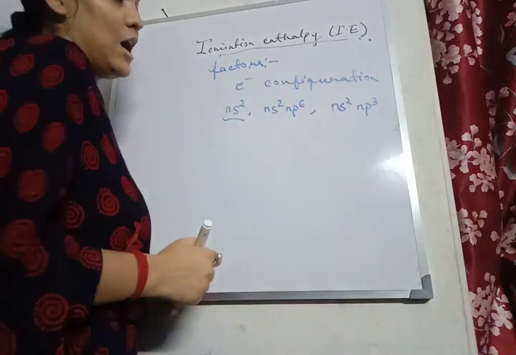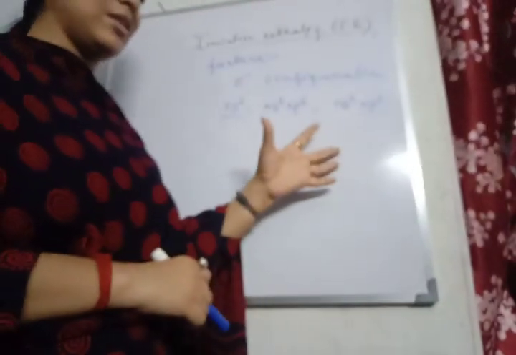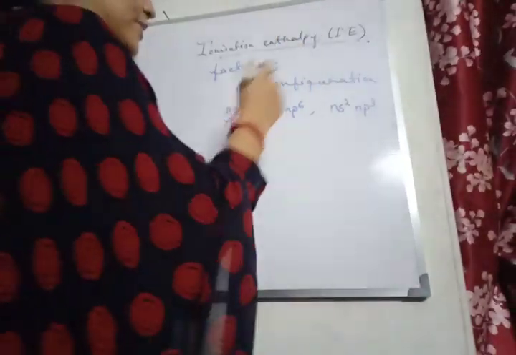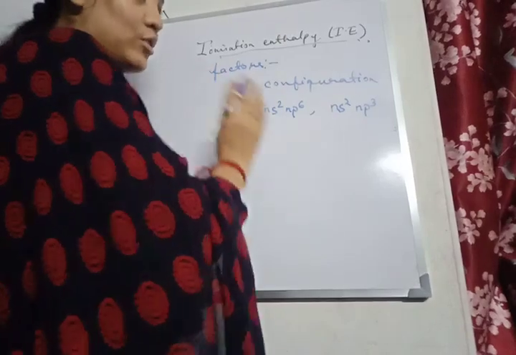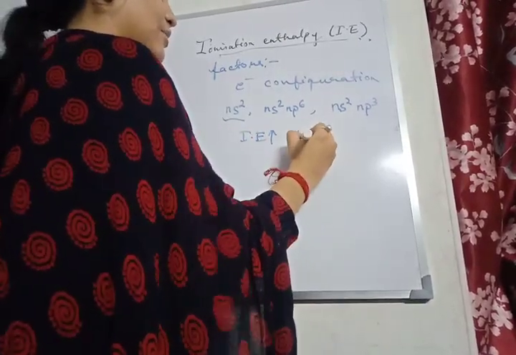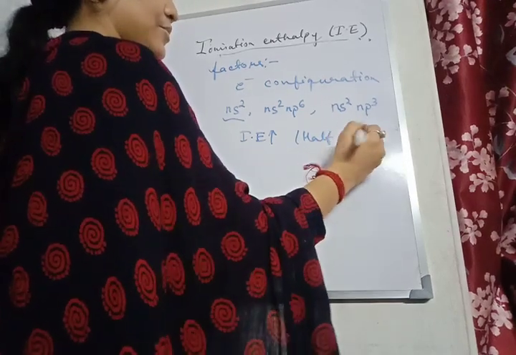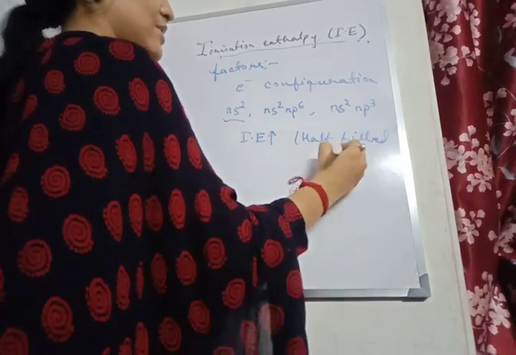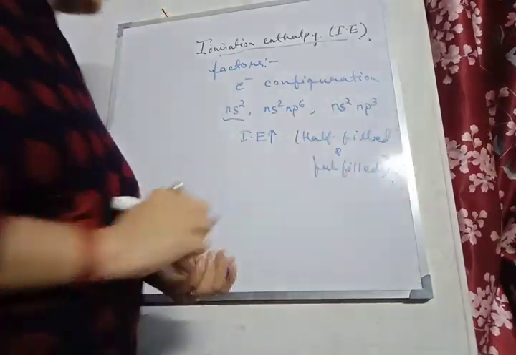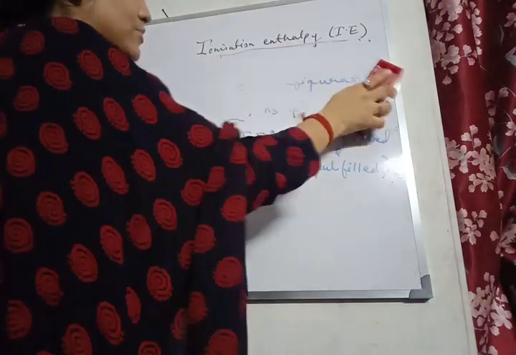np3 is half filled. So these are a few configurations which are very stable, and as a result, the ionization potential, the IE values, are higher for half-filled and full-filled configurations. So these are your factors. Now we'll speak about the periodic trends.